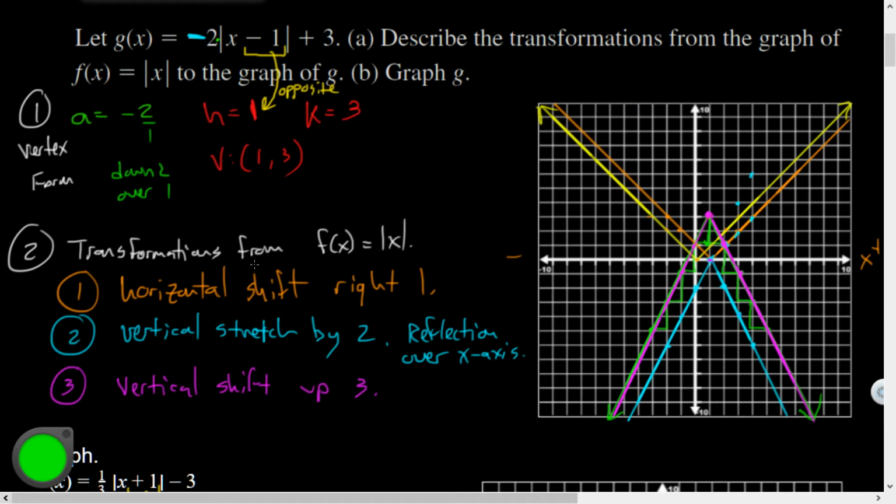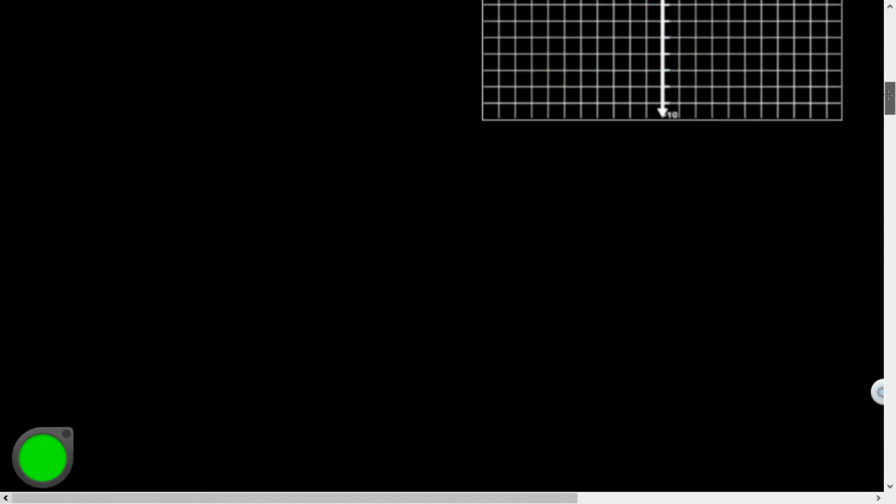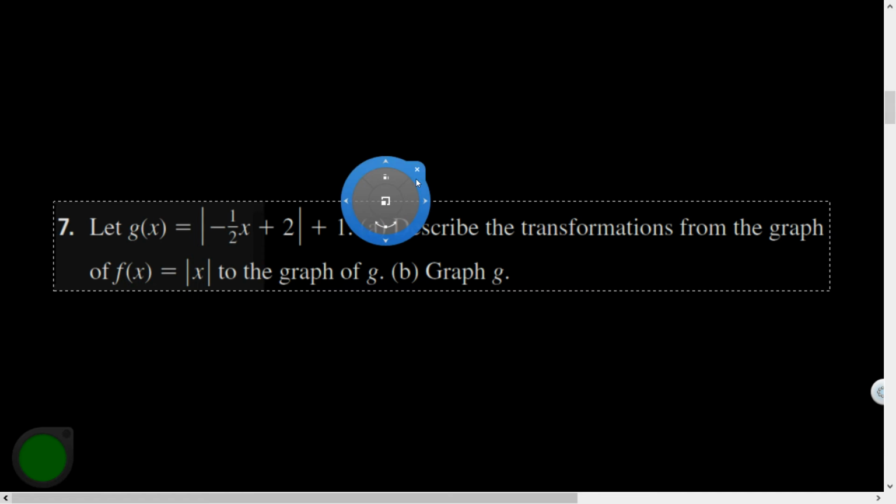In terms of thinking about shifts, for this one, this was a -1. I could have thought of it as a +1 for the x coordinate of the vertex, and I also can think of it as a horizontal shift to the right 1 unit. And so you can see my orange graph was right 1 unit. Once I've opposited it once, I don't want to keep oppositing it because that won't be helpful.